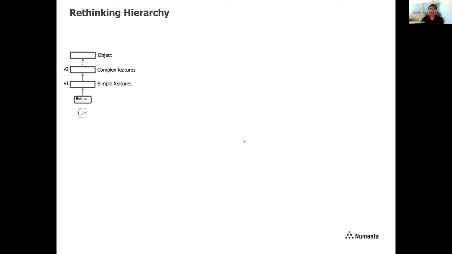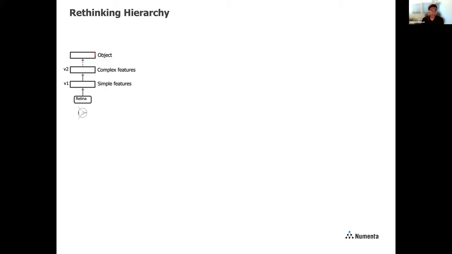So the whole idea, the two big ideas that Jeff mentioned, really change how you could think about hierarchy. We're still trying to figure all this out, but I'll mention one aspect of it. And this is, again, the core to the whole Thousand Brains Theory idea.